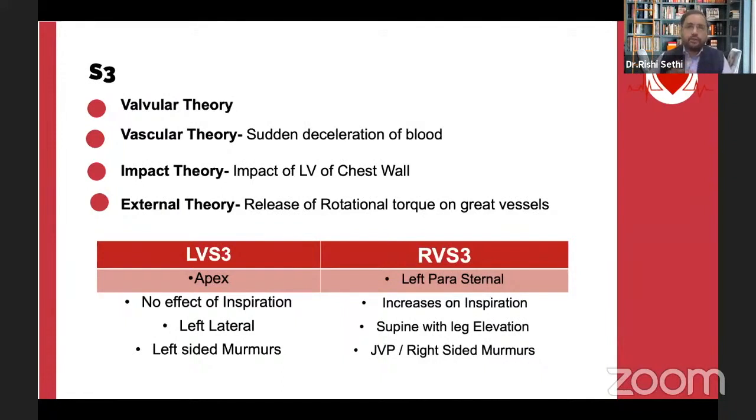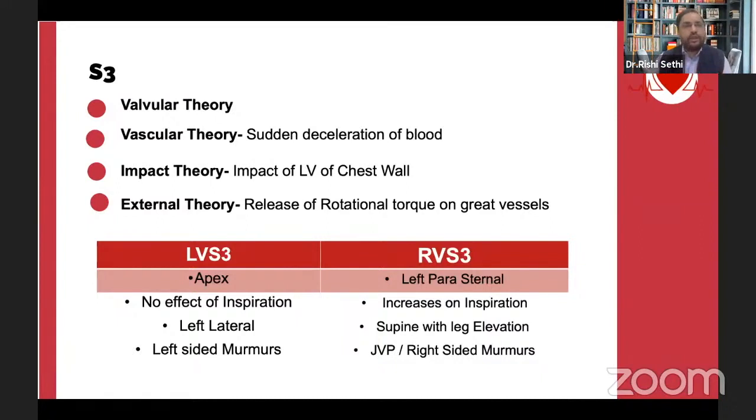It comes during the early rapid filling phase of the diastole. And there are various theories: the valvular theory, the vascular theory, the impact and the external theory. Again, these theories are for theoretical purposes. You need not remember them, but generally speaking, some people think it's the sound that originates out of the valve by the rapid flow of blood between the atria and the ventricle.